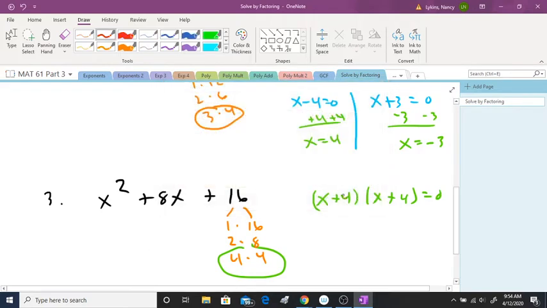So that means what in my parentheses can make that 0? You can look at it that way. X equals -4. It's on both of them, but you only need it one time.